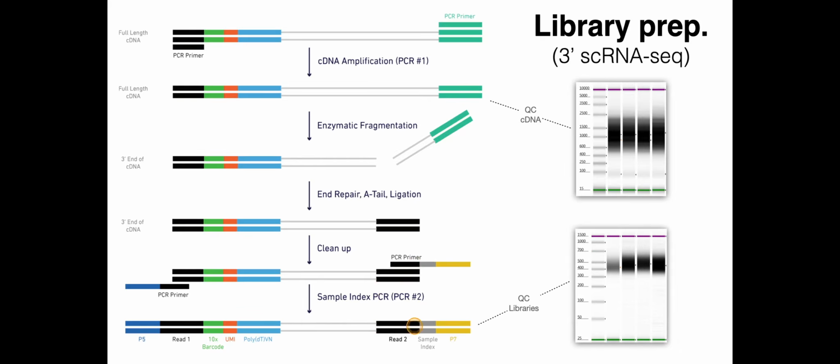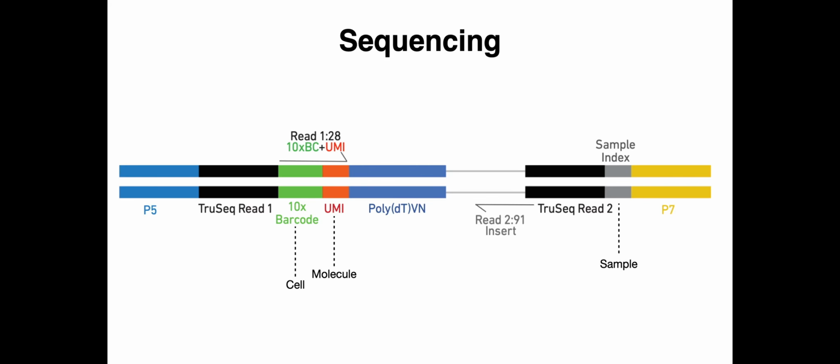We can then, after final PCR, check our libraries again, and we should see a tighter distribution and one that's smaller in size. Instead of around 1,000 or 1,500, we're around 400 or 500, and that's because, again, we fragmented here. Okay, so once we have our library and we begin sequencing, it's a little bit of a different situation from what we're familiar with from bulk RNA-seq.